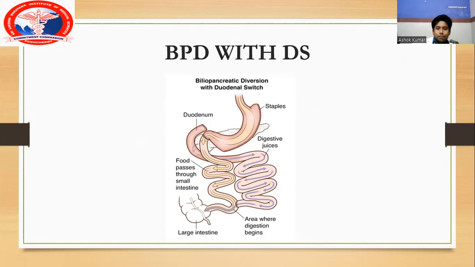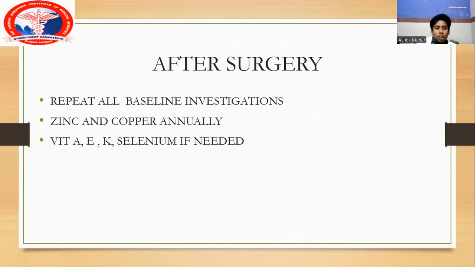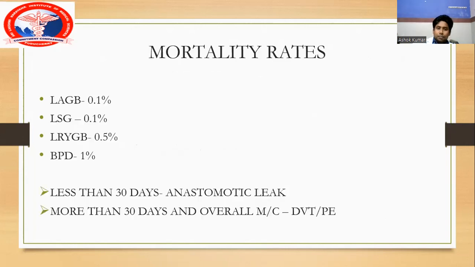The rest are all the same. After surgery, according to the British Obesity and Metabolic Surgery Society, we did all the baseline biochemical parameters. You have to repeat all the biochemical parameters postoperatively, and you also have to repeat zinc and copper annually. If warranted, for example if the patient has night blindness, coagulopathies, metabolic bone disease, cardiac failure, chronic diarrhea, or sudden onset chronic fatigue, you have to check for other micronutrients and vitamins like vitamins A, E, K, and selenium if needed.